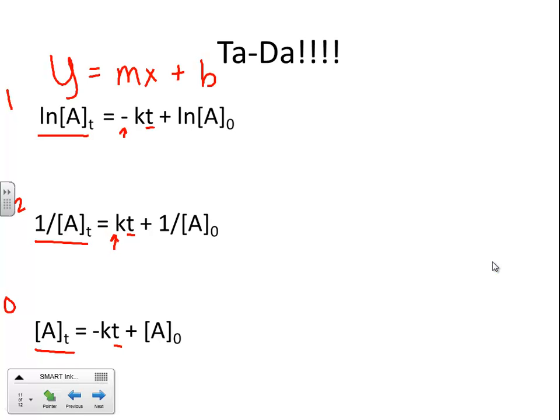For a first order reaction, the units for k are 1 over time. For a second order reaction, the units for k are liters per mole times time. For a zero order reaction, the units for k are moles per liter times time.